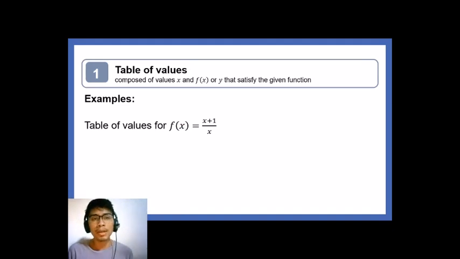Okay, so first representation, of course, we will be making the table of values. And I know that you are all familiar with table of values. Simply, table of values is where we will be composing only the numbers that will satisfy the value of x to our given function.